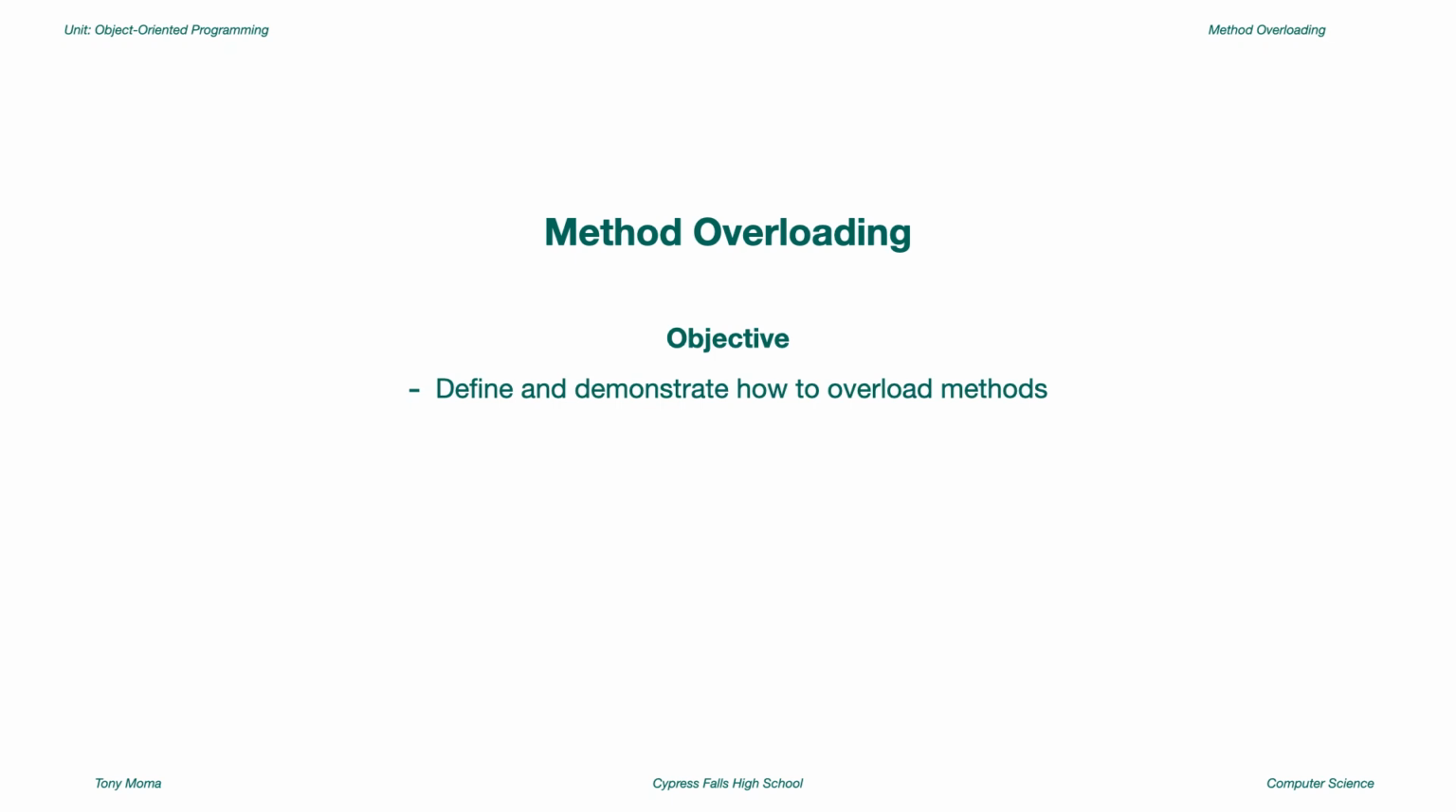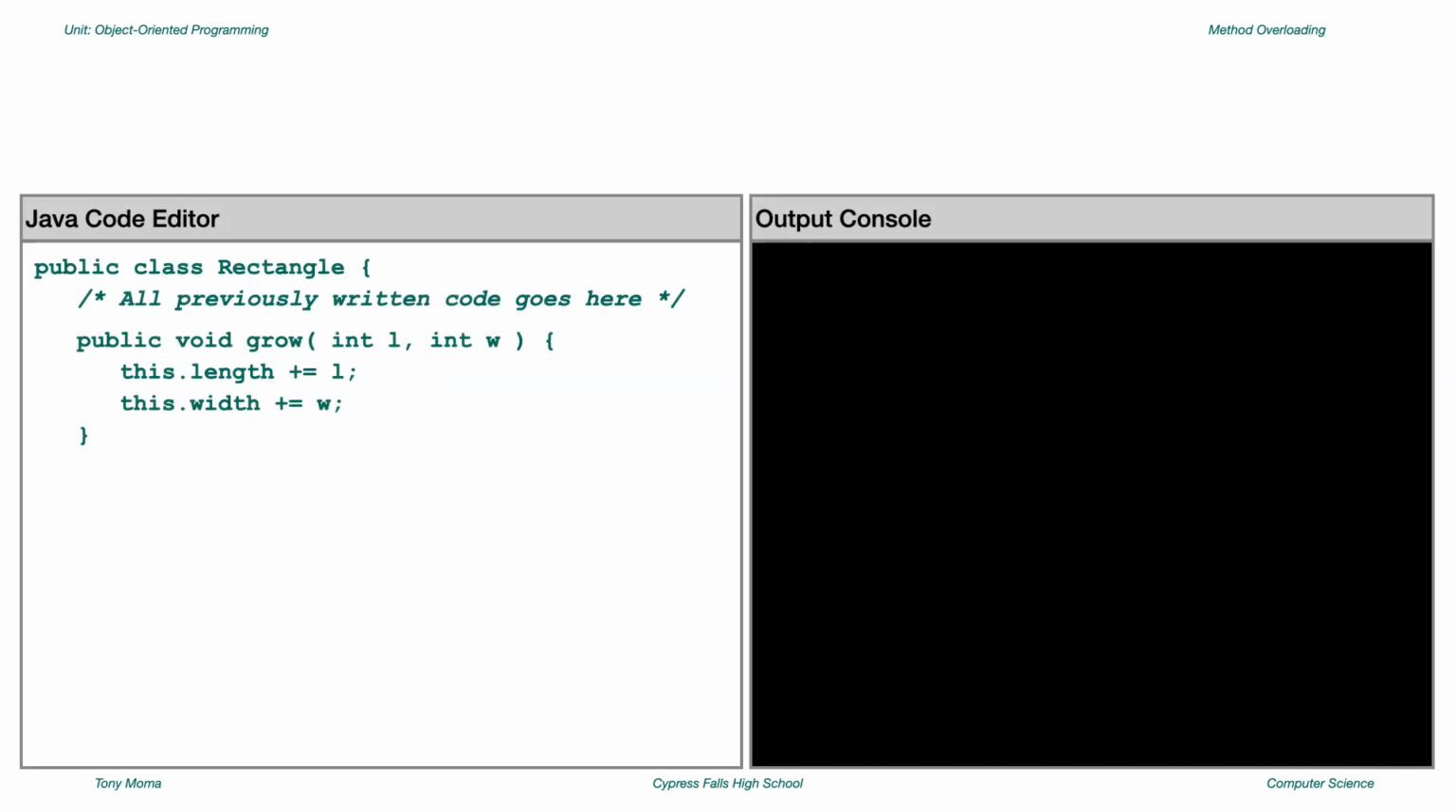Method overloading. In this video, we will define and demonstrate how to overload methods. In an earlier video, we defined a method in the rectangle class called grow that received two integer parameters, then increased the length instance variable by the value of the first parameter and the width instance variable by the value of the second parameter. Now suppose I define a second method named grow that receives just one integer parameter, that increases both the length and the width instance variables by that same amount.